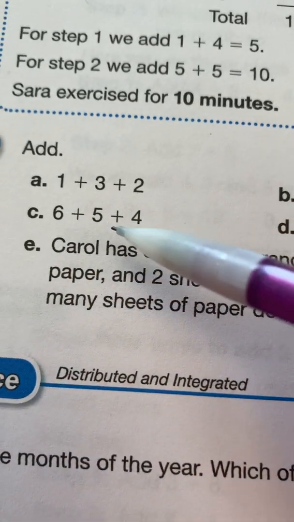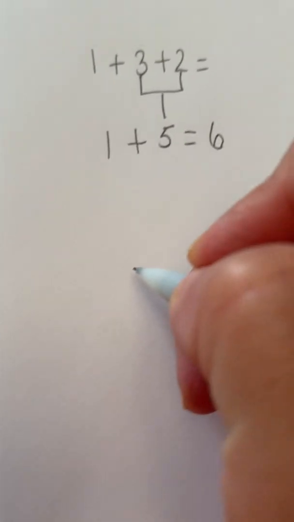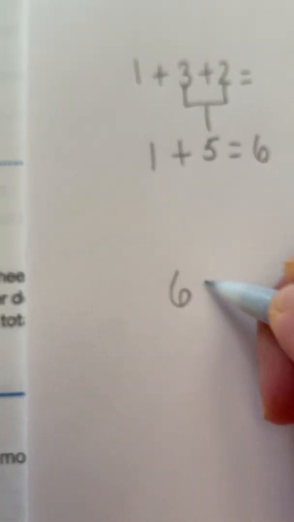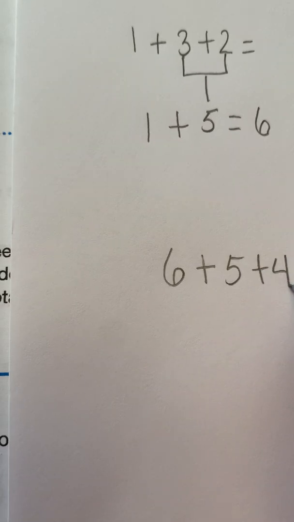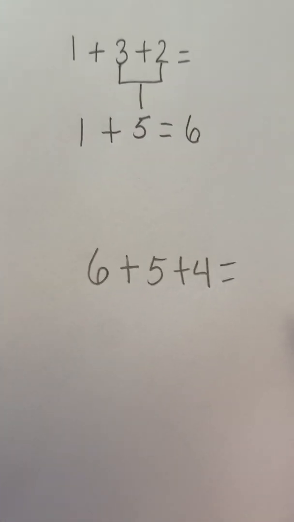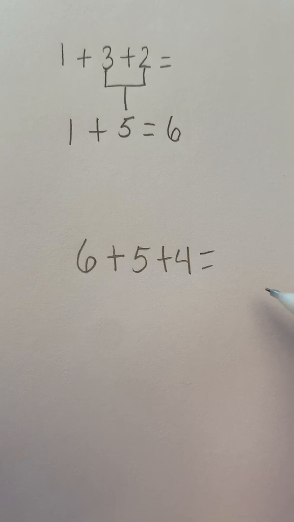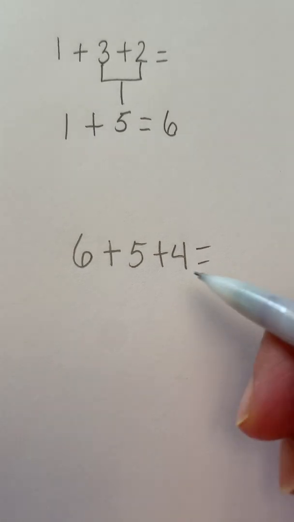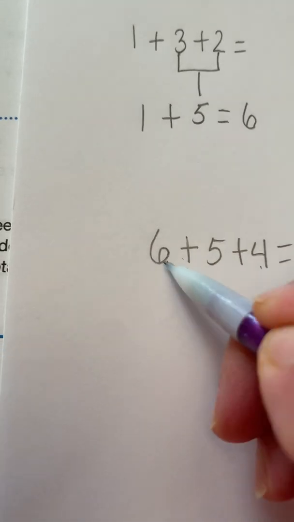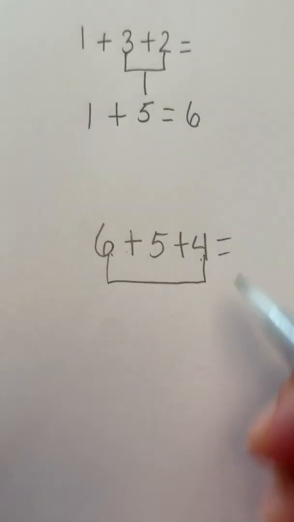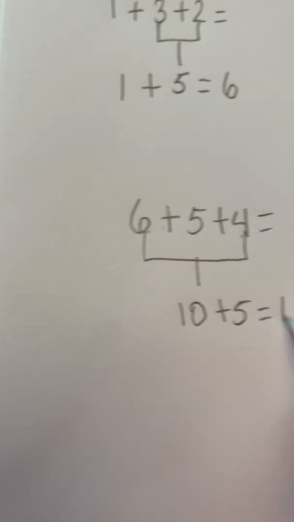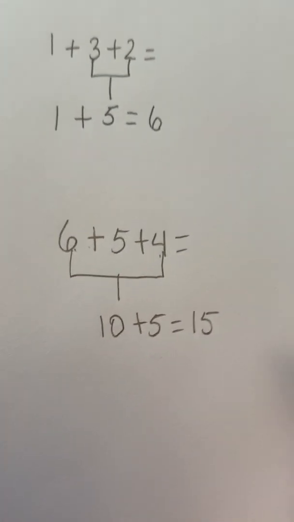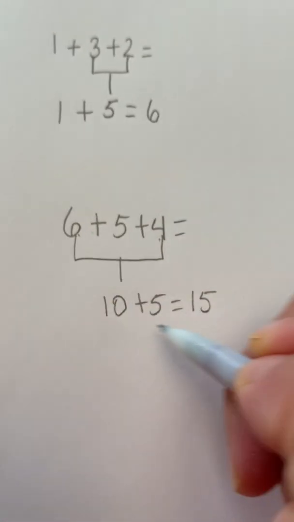C, we have 6 plus 5 plus 4. Let me write this down. 6 plus 5 plus 4. Again, try to remember that we're going to look for numbers that when we add them, they equal 5 or 10. And in this one, I see 6 and the 4. This is an easy number to work with. 6 plus 4, that's going to equal 10, plus 5, that's going to equal 15. I can do this mentally, but I would like to see your work on your paper, okay?